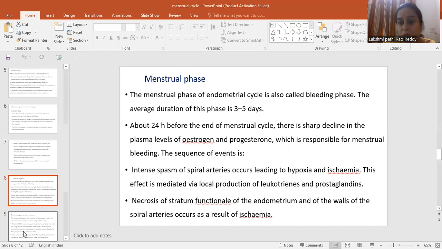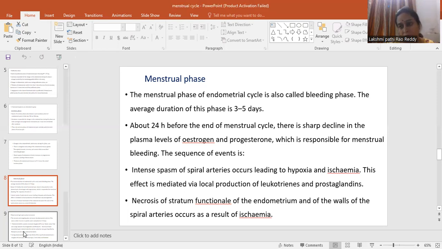Now suppose fertilization did not take place, then what happens? Then the menstrual phase will start. This menstrual phase is the actual bleeding phase, and the average duration is approximately 3 to 5 days. About 24 hours before, there will be a sharp decline in the plasma level of the hormone which is responsible for the menstrual bleeding.